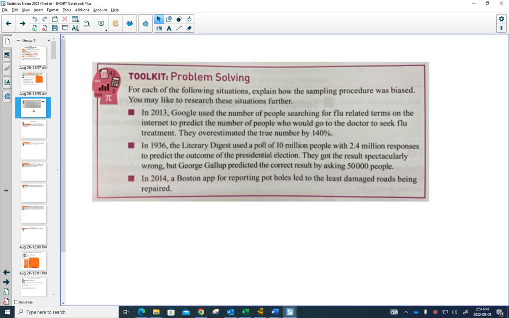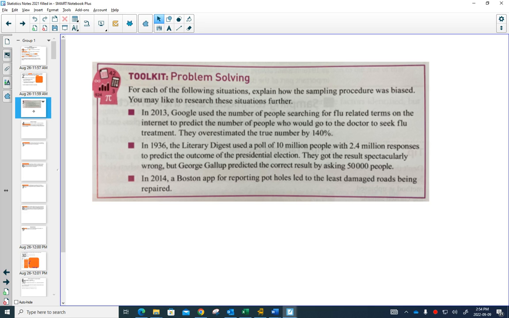And this is the greatest one. Boston created an app for reporting potholes. And the least damaged roads got repaired, and the most damaged didn't. Why would that happen? Maybe they don't drive on the worst roads, right? Who's going to report this? People who have the app.